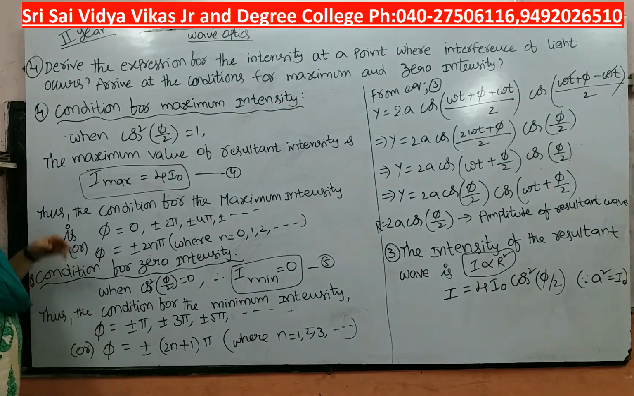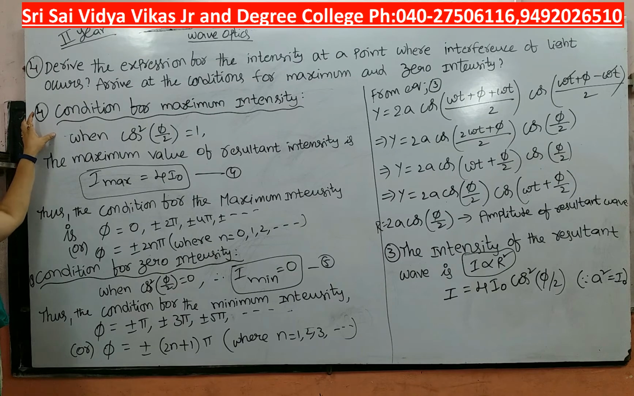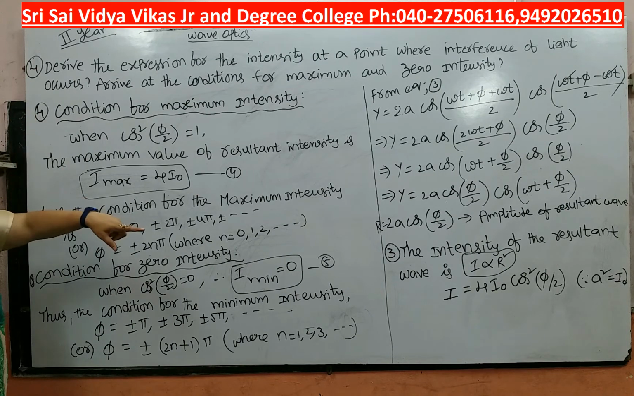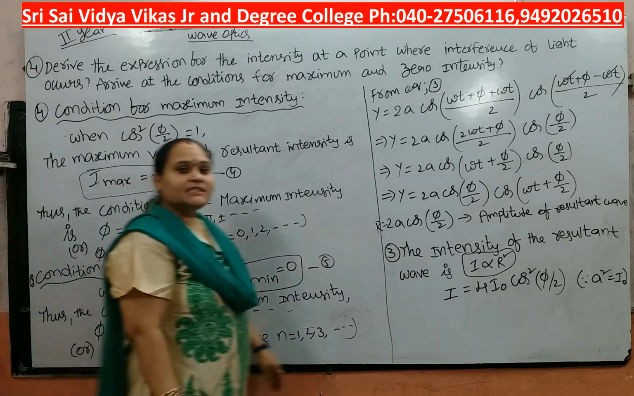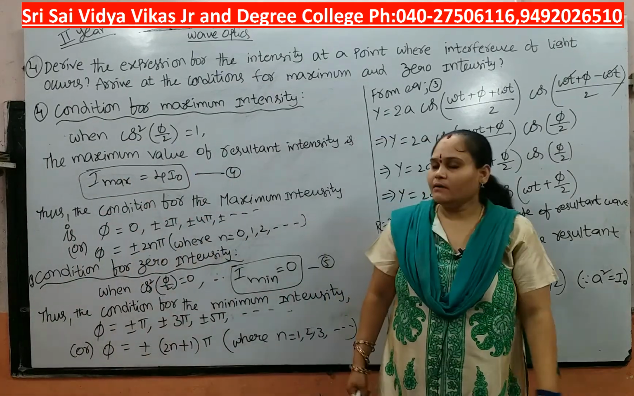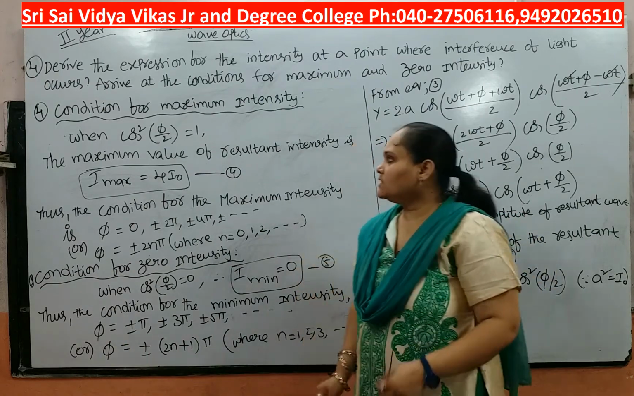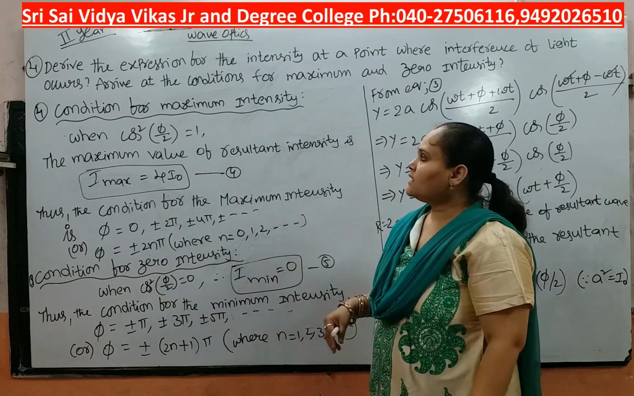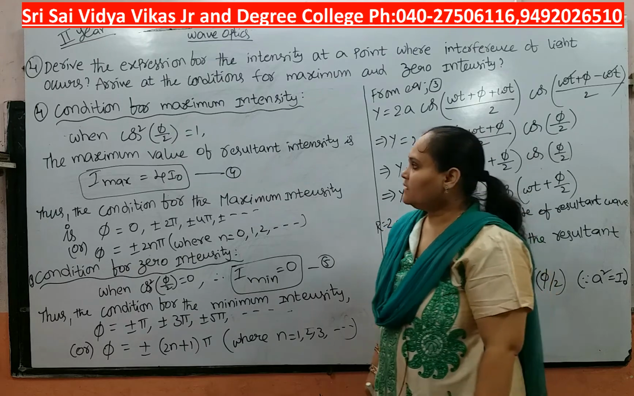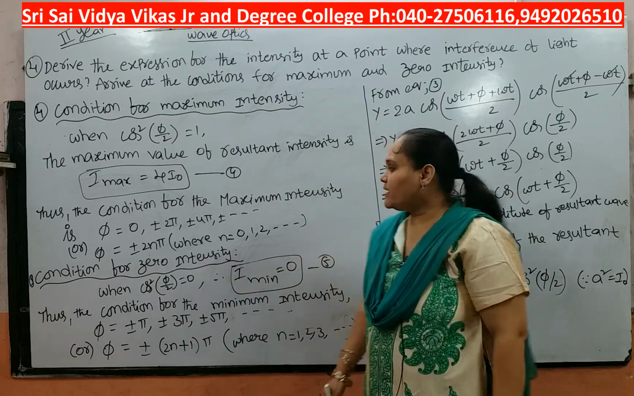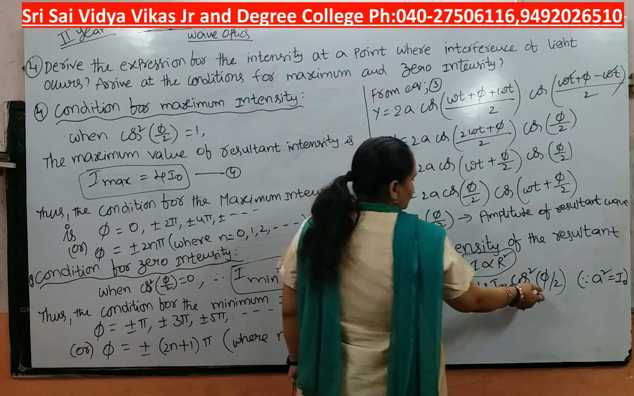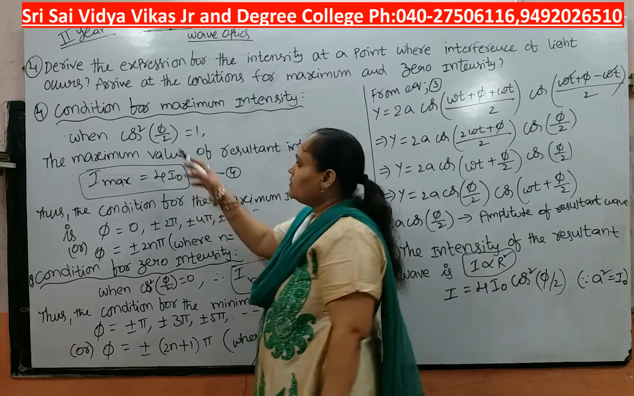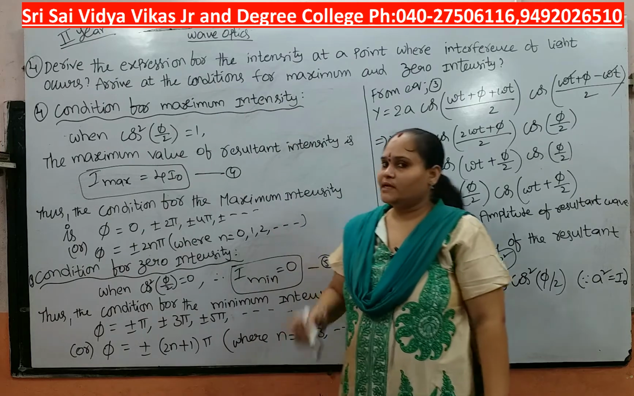Now the next is the condition for maximum intensity. Here we have found the intensity of the resultant wave. Now we will find the condition for the maximum intensity. How will we get the maximum intensity? We consider the condition for maximum intensity when cos square phi by 2, in the intensity term I equal to 4 I naught cos square phi by 2, is equal to 1.